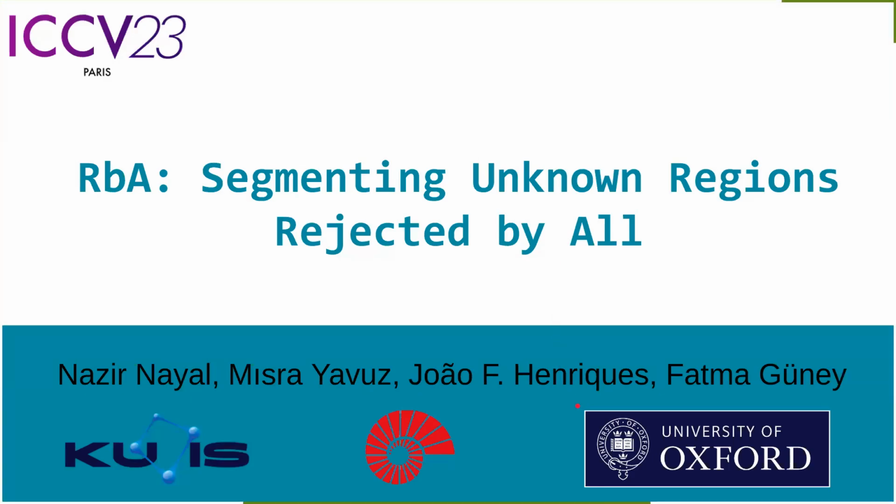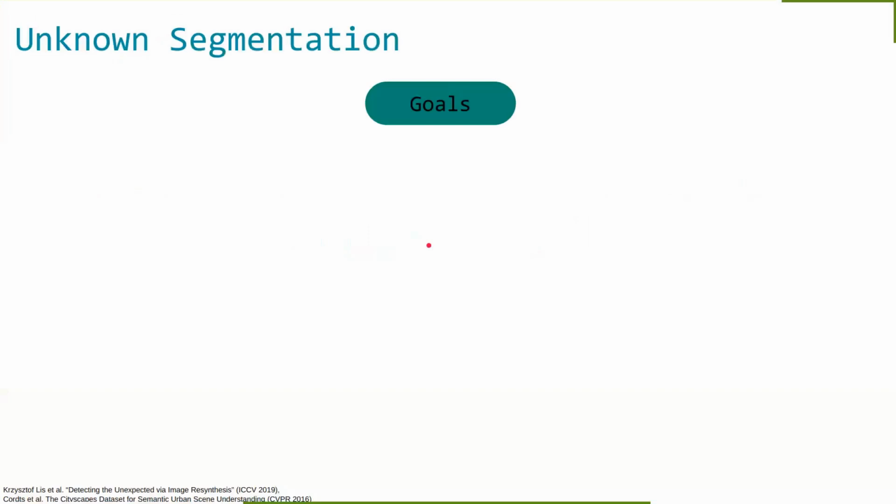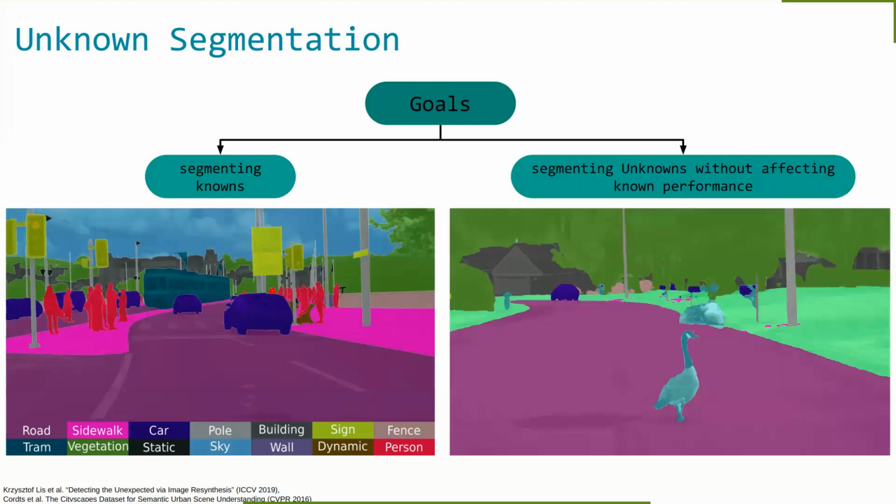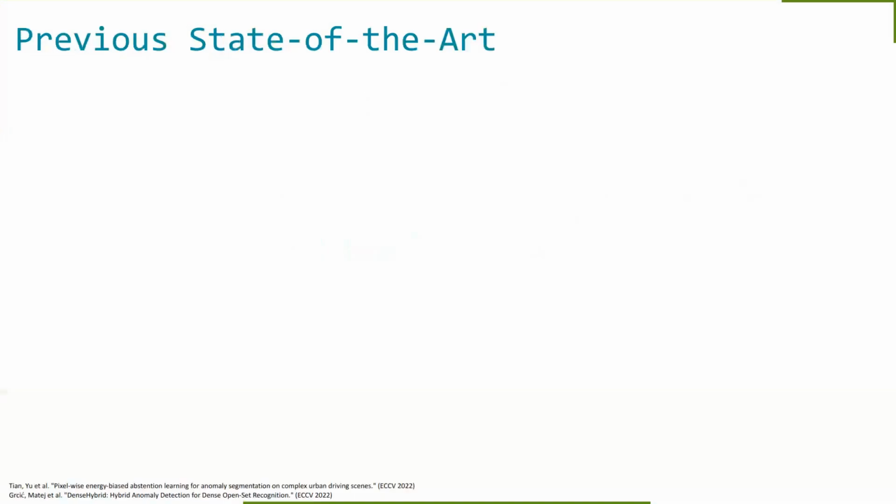Hello, in this video I will be presenting our paper RbA: Segmenting Unknown Regions Rejected by All, to be presented at ICCV 2023. In this paper we tackled the problem of unknown segmentation, in which we have two goals. The first goal is to segment known classes which are presented during training, and also to segment unknown regions that have not been seen during training.